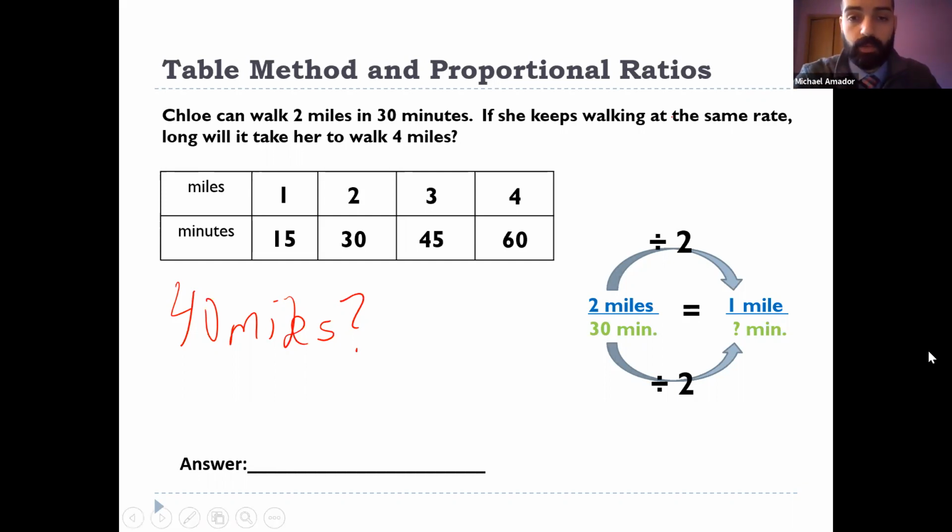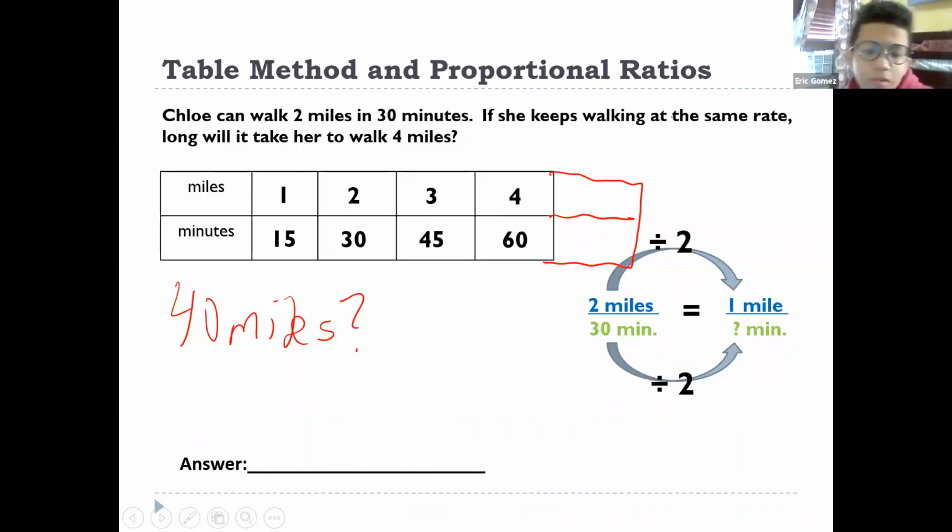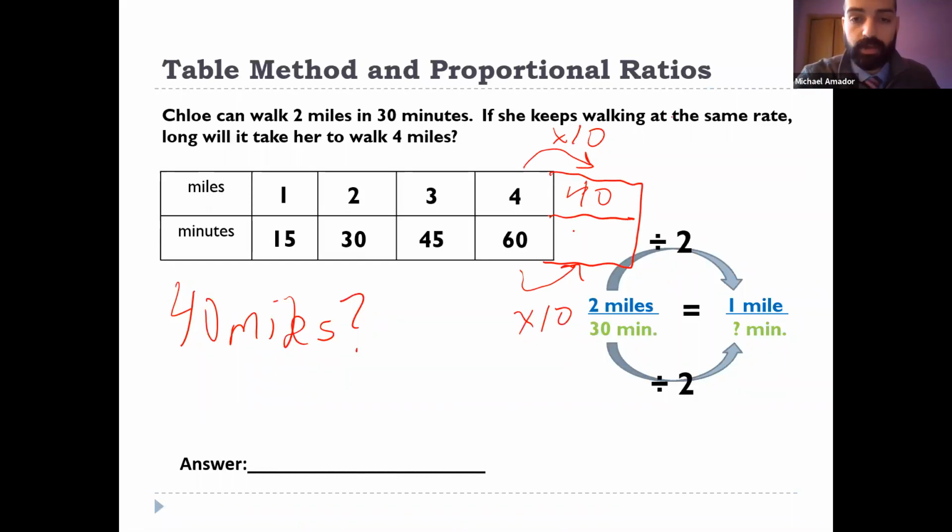And another way that we could also do it, anyone know how we could do it? Can we just add an extra box here to our ratio table? Let's see the hands. Go ahead, Eric. Or you could just do 4 times 10 and then do the same thing to the minutes. And then you would get 600 minutes. Yep. So we could create another box in our ratio table. If we multiply 4 times 10, we get the 40 miles that we're looking for, and we have to do the same thing on the bottom, 600 minutes.